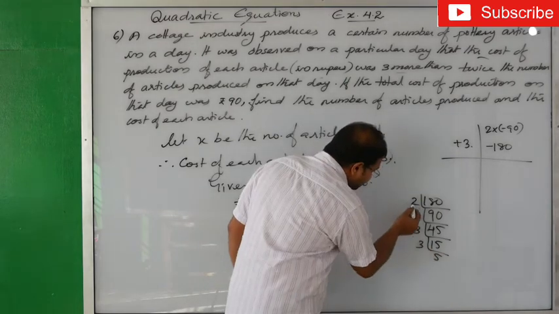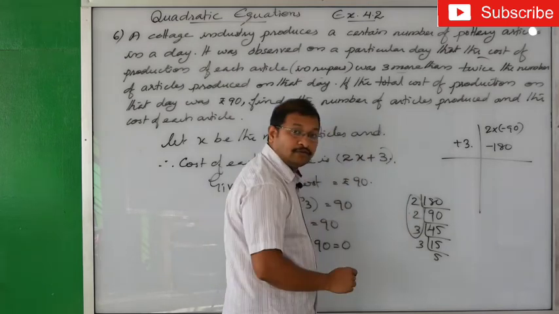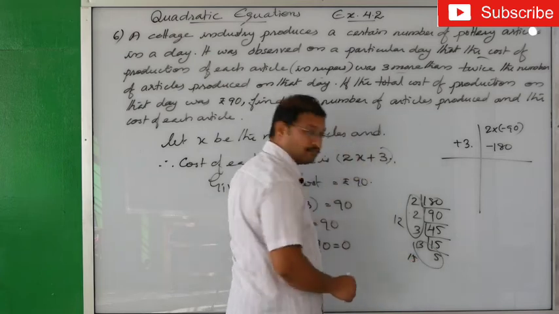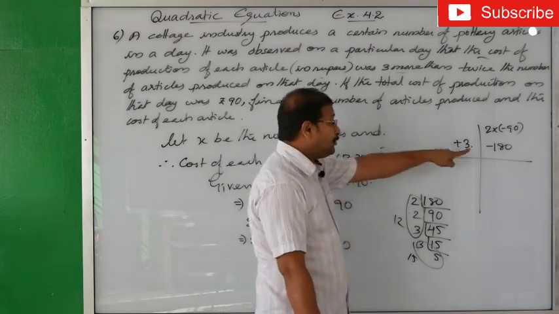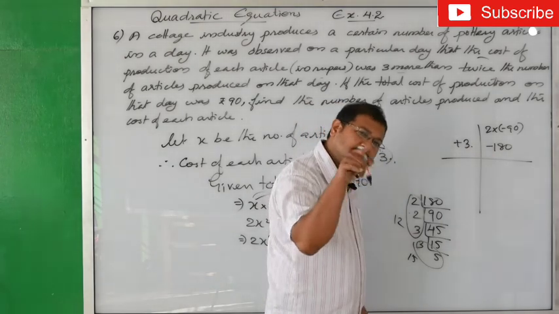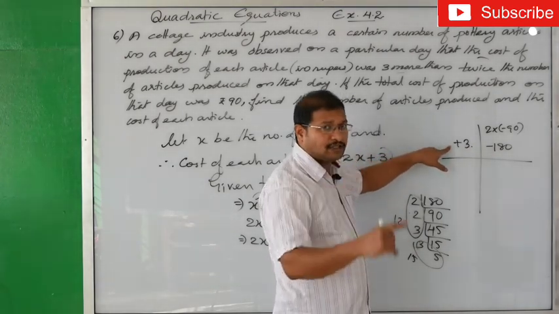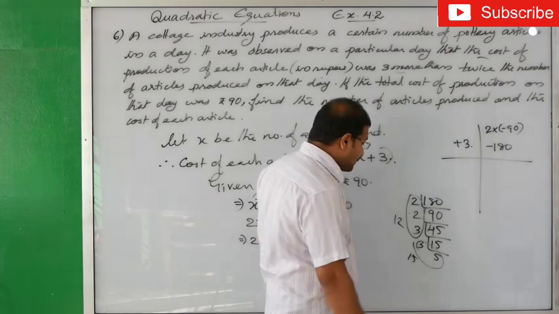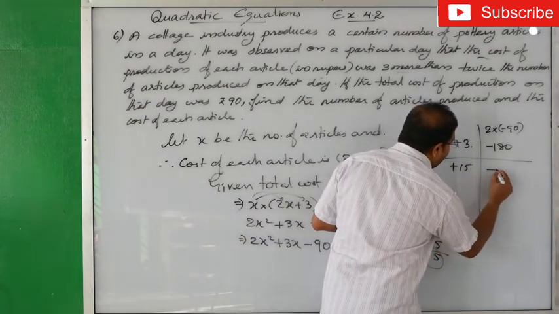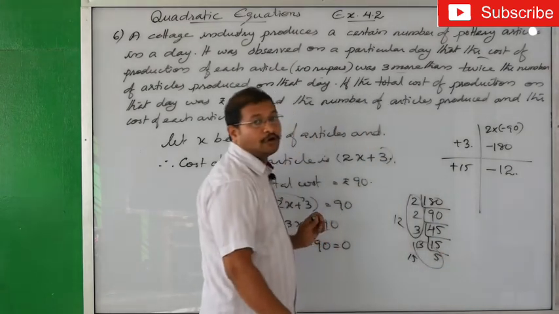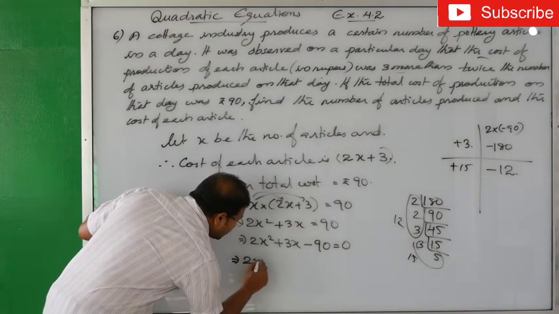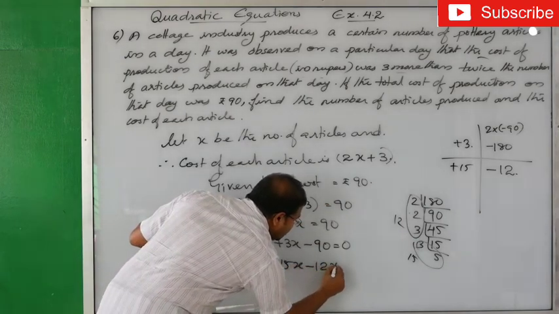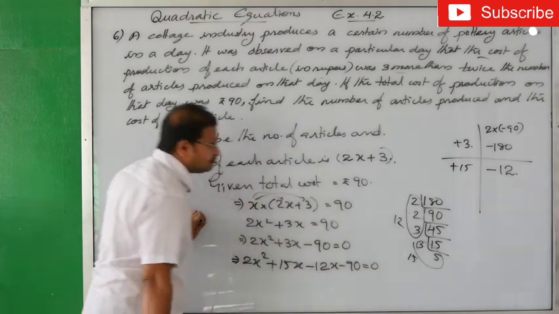Now what will you do? See. 2 2s are 4. 4 3s are 12. Now 3 into 5 is 15. So for multiplication, you have to get minus. That means one of the numbers is minus. In addition, if the sign is plus, or subtraction with plus, the bigger number is plus. That means plus 15 and minus 12. This implies 2x square plus 15x minus 12x minus 90 equal to 0.